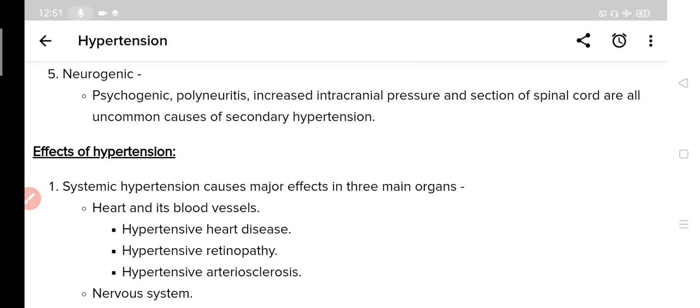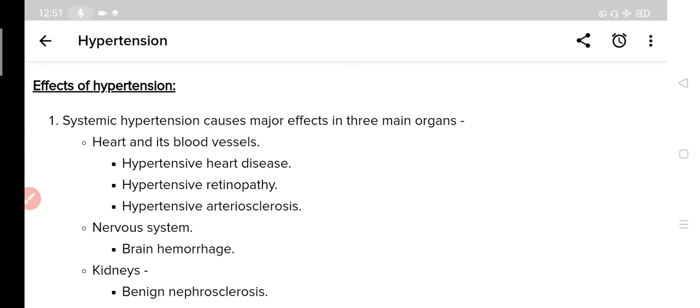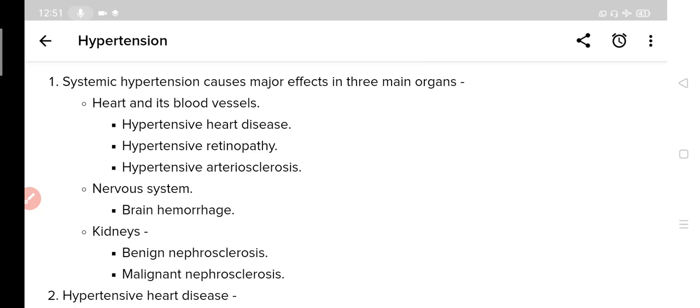Now we will look at effects of hypertension. How does hypertension affect our body? So first of all, remember that systemic hypertension causes major effects in three main organs. Those are heart and blood vessels. Second one is nervous system. Third one is kidneys.